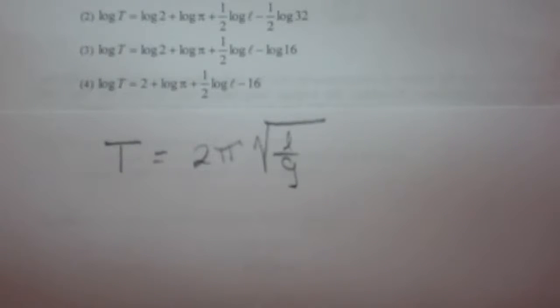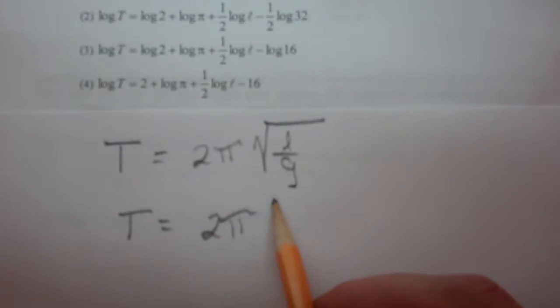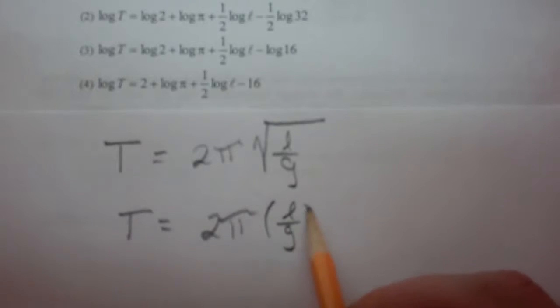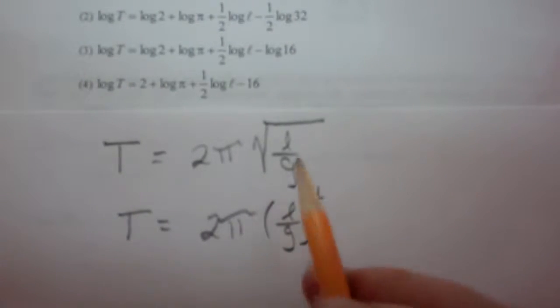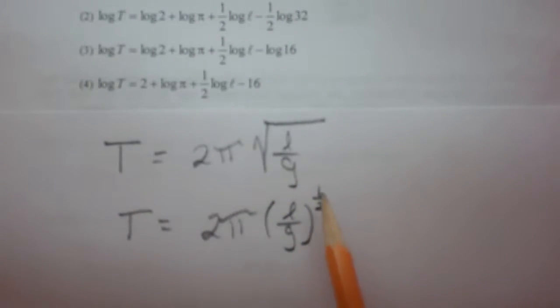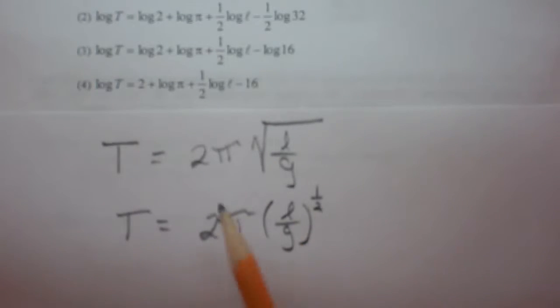Before we do anything else, I'd like to change this square root into the form that uses an exponent. So instead of a square root symbol, I'm going to write this as t equals 2 pi times L over g to the 1/2 power. You see, whenever you have a 1/2 power, it's the same thing as taking a square root. Now let's do the log of both sides.